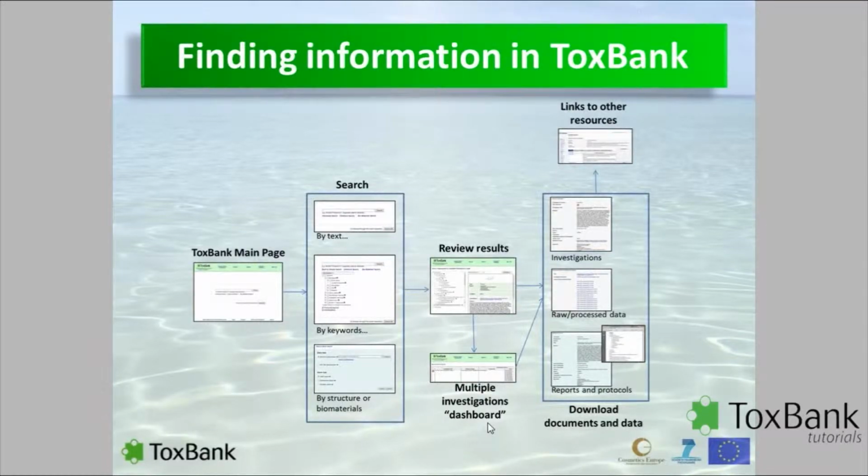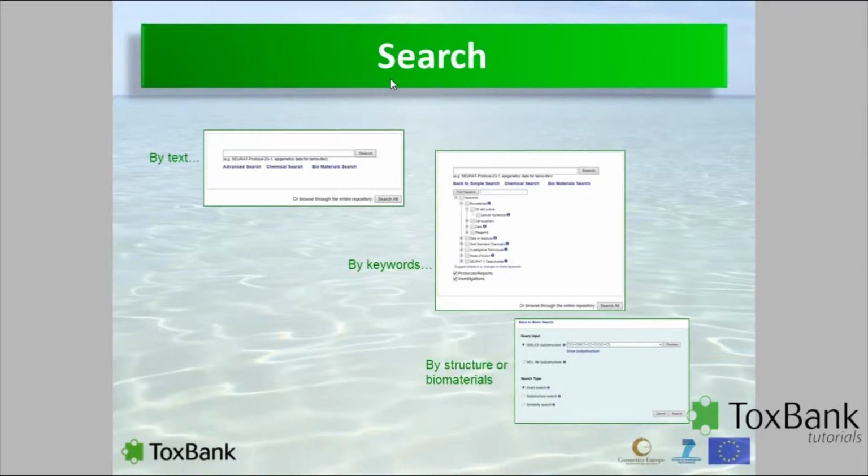Any information in the warehouse can be searched. There are a number of search mechanisms: search by free text or keywords, or by chemical structure or biomaterials such as genes or proteins. The results can be reviewed. Multiple investigations can be simultaneously analyzed using the dashboard, and the data, including raw and processed data, the protocols and the reports can then be downloaded. There are even links to other resources such as the Gold Compound wiki, which has been established for SEURAT-1.